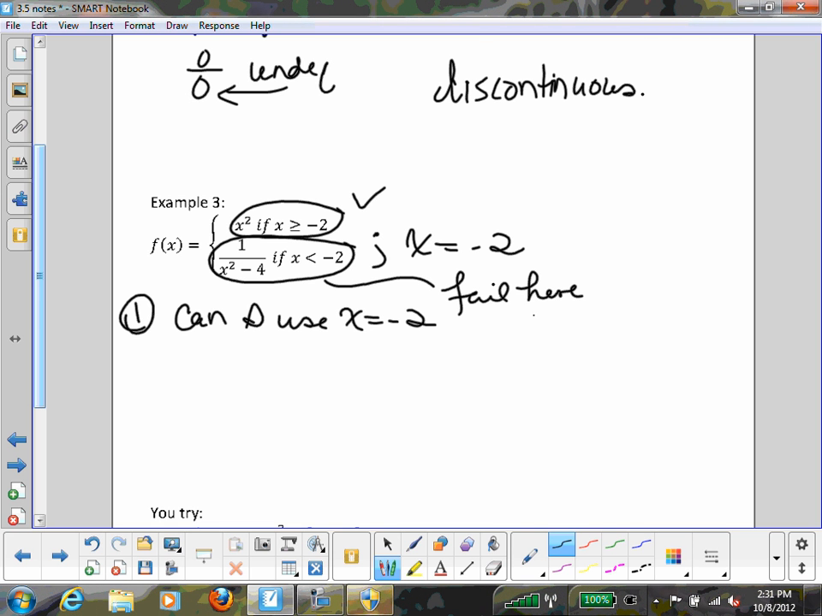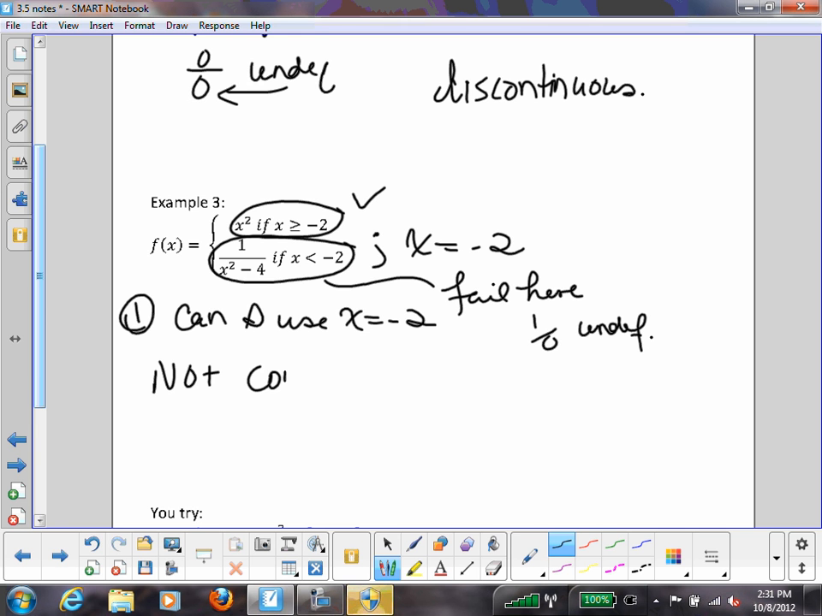Because we're going to get 1 over 0, which is undefined. So it's got to pass both of those individual sections. So it passed the first one, it failed the second one, so this is not going to be a continuous function. This is going to be a jump function that's going to give us two separate values for y. So this is not continuous. Okay?